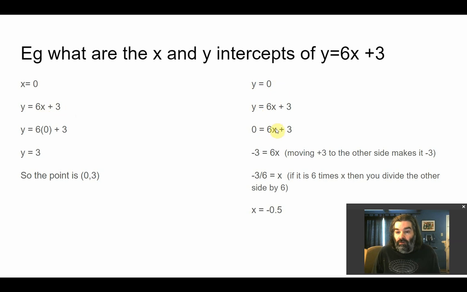So 0 equals 6x plus 3. So plus 3, we want to move it across, we make it minus. So minus 3 is 6x. I want to get the x by itself, so I have to divide by 6. So minus 3 divided by 6 gives me my x. So x is minus 0.5. So you go a half and back a half and you're good. Those are your equations. So to find the x, you make y equal 0. To find the y, you make x equal 0.